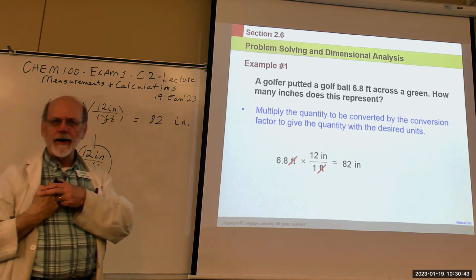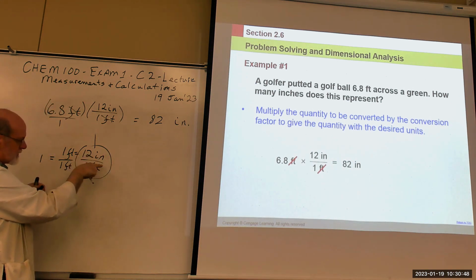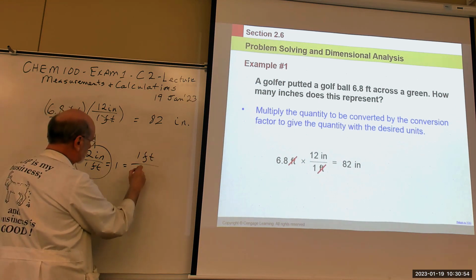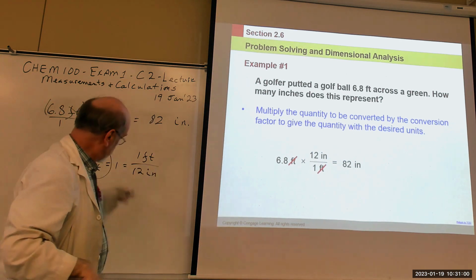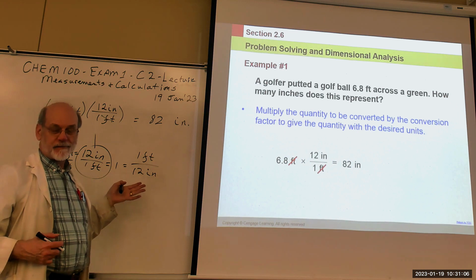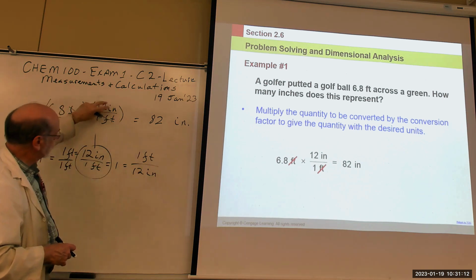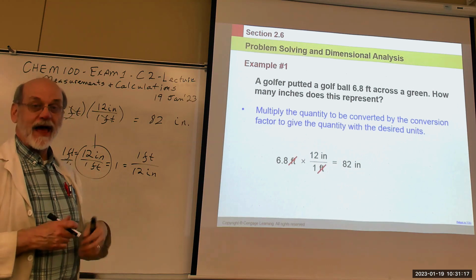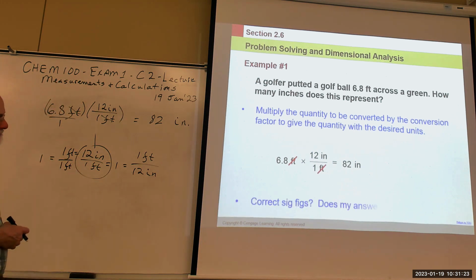Notice something else before we move on. If this is equal to 1, right? 12 inches divided by 1 foot. If that's equal to 1, then this is equal to 1. If this is equal to 1, then flipping it doesn't change anything. It's still equal to 1. So that allows us, if we have inches here and we want to go to feet, all we have to do is flip the conversion factor. It's still equal to 1. And now the inches cancel and leave us with feet. Okay.